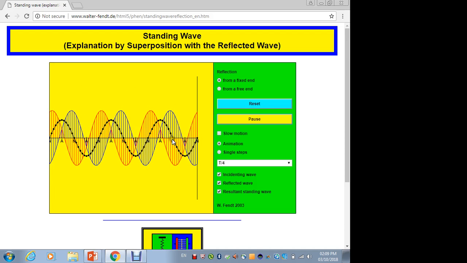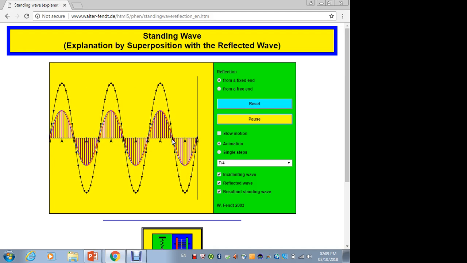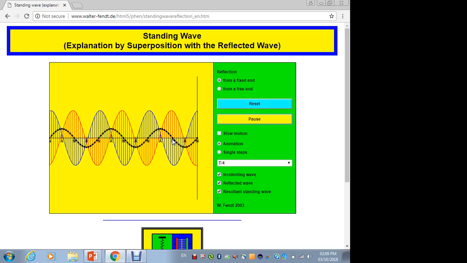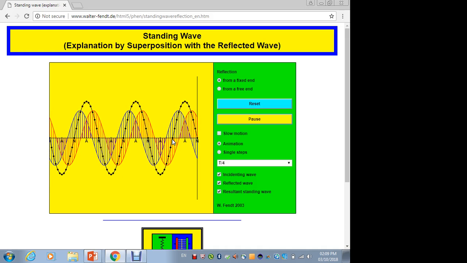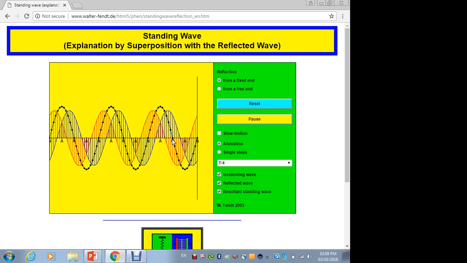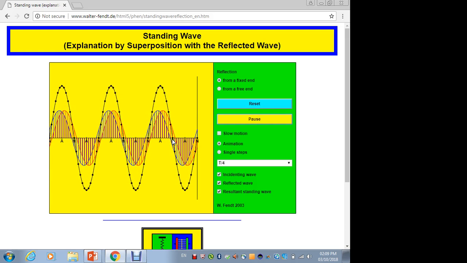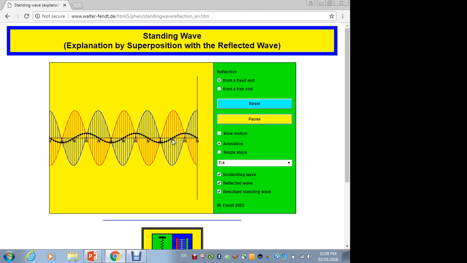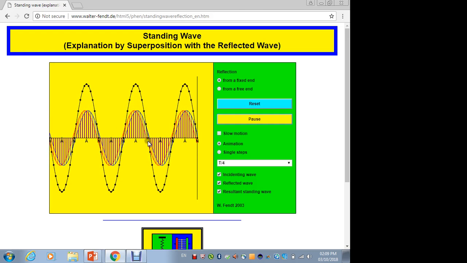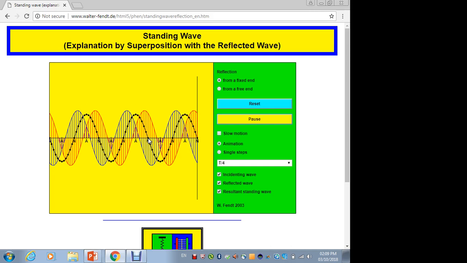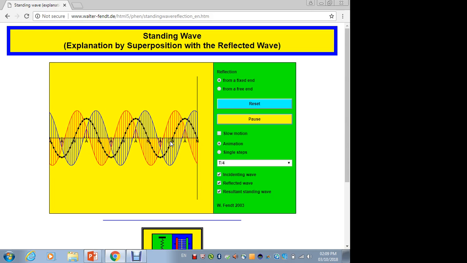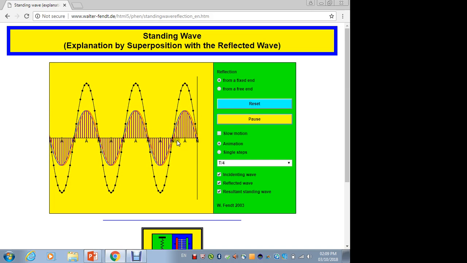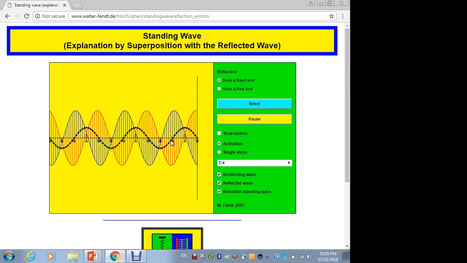Similarly, if you see this point here, the resultant displacement, which is the black wave, is always zero. Although the incident wave and the reflected wave have different displacement at that position, when you add them up, it is always zero. Similarly, here, the resultant is always zero, and so on. So can you see that all these nodes, adjacent nodes, are exactly half a lambda apart.